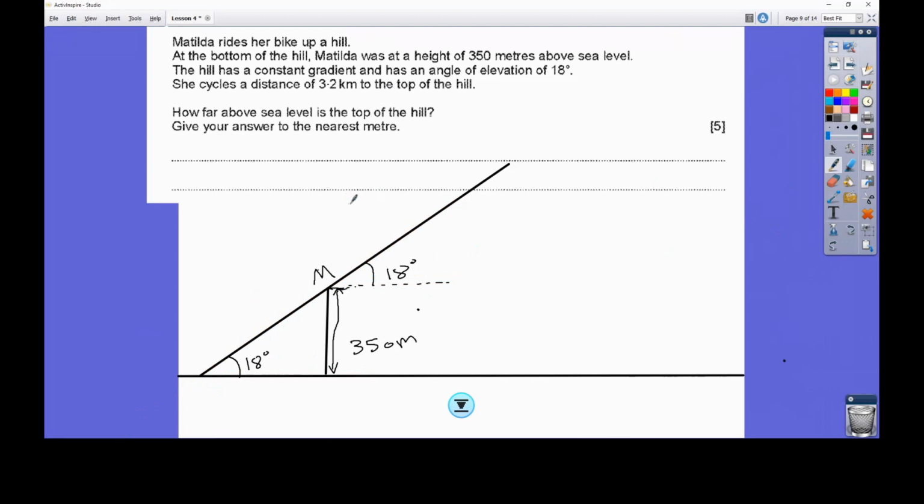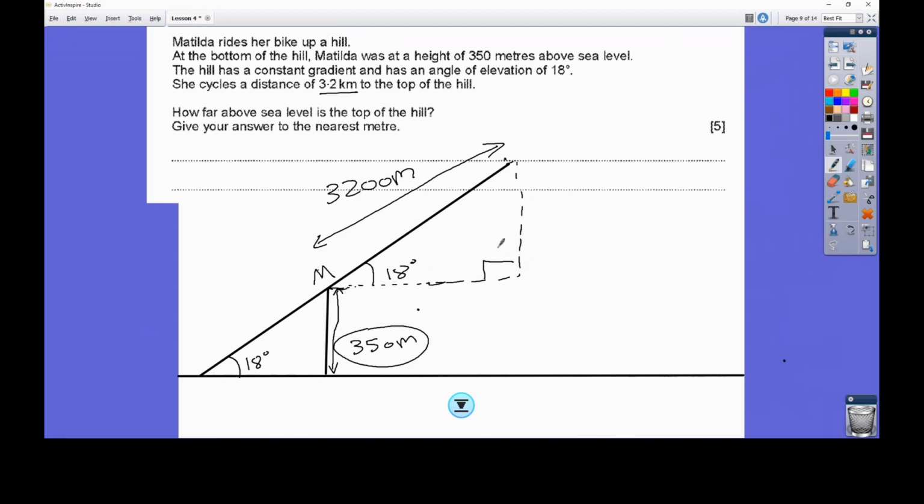She cycles a distance of 3.2 kilometers to the top of the hill. So I'm going to say the top of the hill is there. So she cycles 3.2 kilometers. I'm going to use meters because I've used meters in the earlier part of the question. I want to be consistent. So I'm going to say 3,200 meters. Remember, 3.2 kilometers, 1,000 meters in the kilometer. Look back to our video on converting metric units. I think we did a metric and imperial video. I covered that as well. So have a little look back at that if you're not sure.